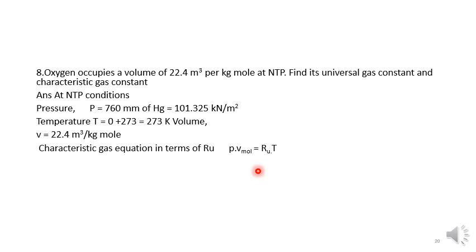It is 101.325 into 22.4 by 273. So by calculating that we will get 8.314 kilojoule per kg mole Kelvin. Here I will also tell how to write the units. So you know the formula, P into molar volume by temperature. Here I am writing the units only.